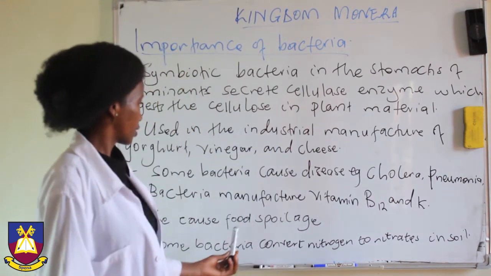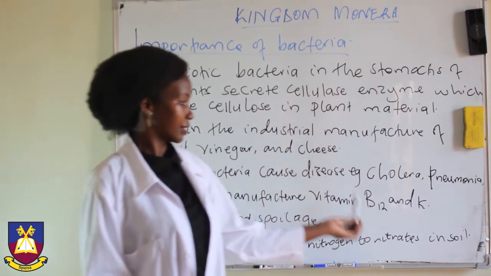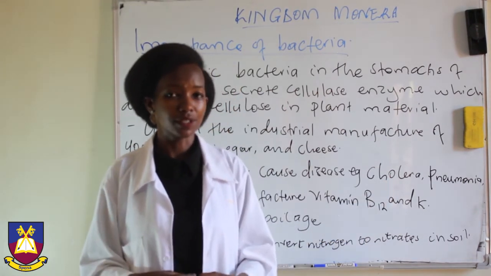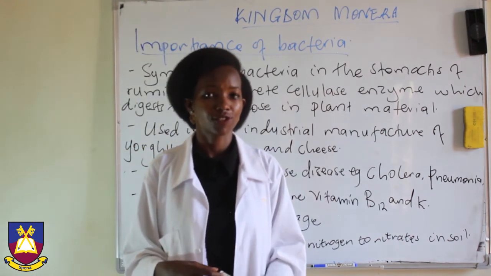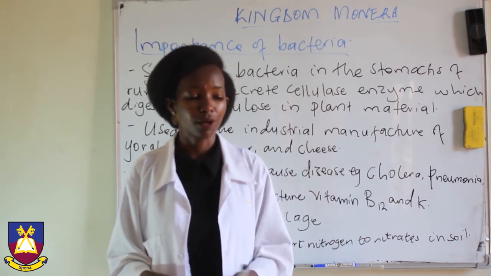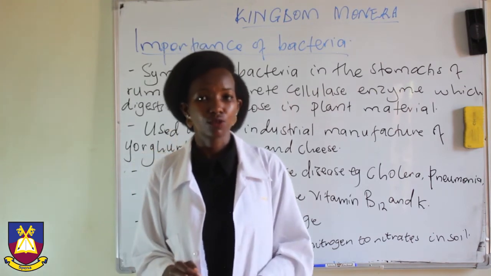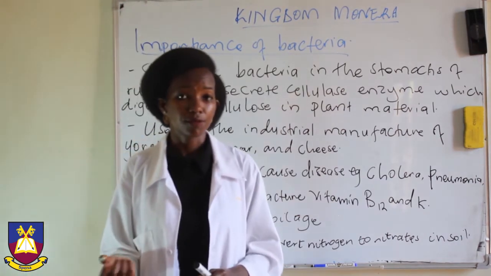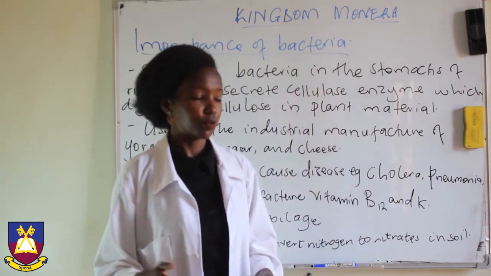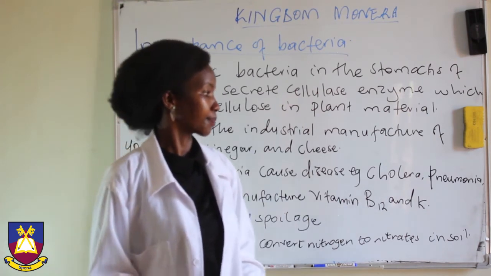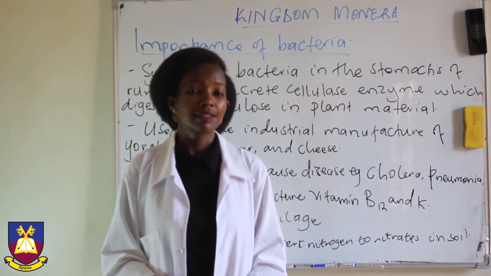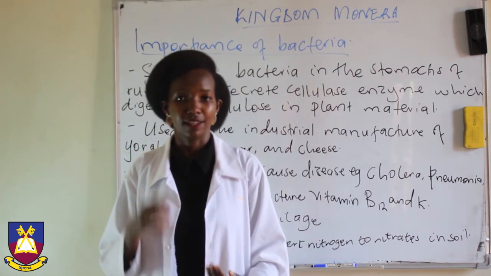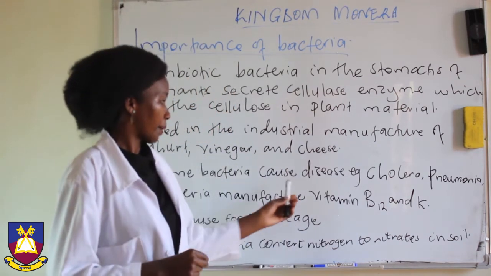Okay, like we are going to say here that bacteria manufacture vitamin B12 and K. Actually, the bacteria in our bodies help us to manufacture, to produce vitamin B12 and K, which are very essential to our bodies. Some bacteria, though, cause disease. For example, we've talked about Vibrio cholerae that causes cholera. We've talked about pneumococcus that causes pneumonia. Okay, among other sicknesses, among other illnesses, they're caused by bacteria.